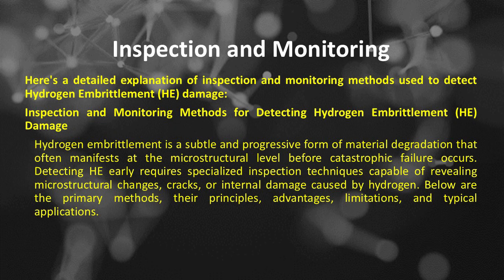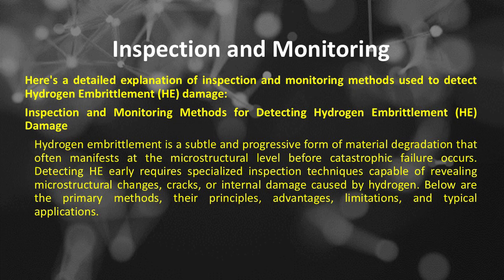Here's a detailed explanation of inspection and monitoring methods used to detect hydrogen embrittlement damage. Hydrogen embrittlement is a subtle and progressive form of material degradation that often manifests at the microstructural level before catastrophic failure occurs. Detecting HE early requires specialized inspection techniques capable of revealing microstructural changes, cracks, or internal damage caused by hydrogen.